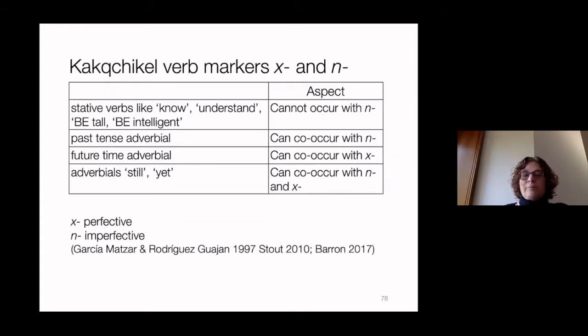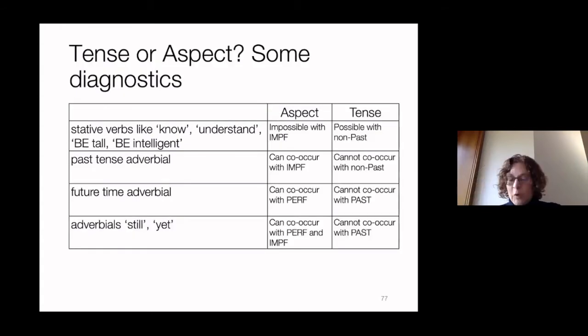So if we take Kaqchikel, which is one of the Mayan languages, it has two verb markers, sh and na. Sh is traditionally analyzed as perfective, na is imperfective. And if you look at the diagnostics, you can see that in the baseline Kaqchikel, this sh and na behave exactly like aspectual markers. So na cannot occur with verbs like know, understand, and statives. Oops, sorry.